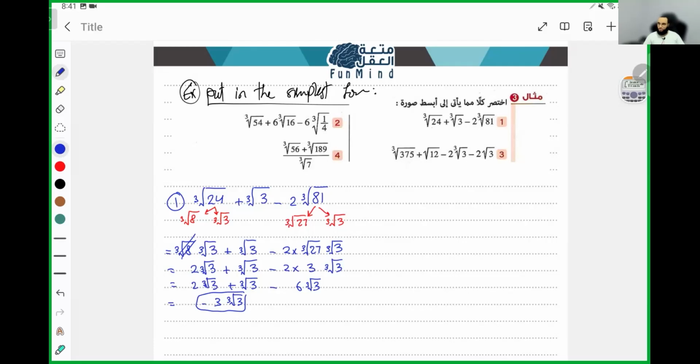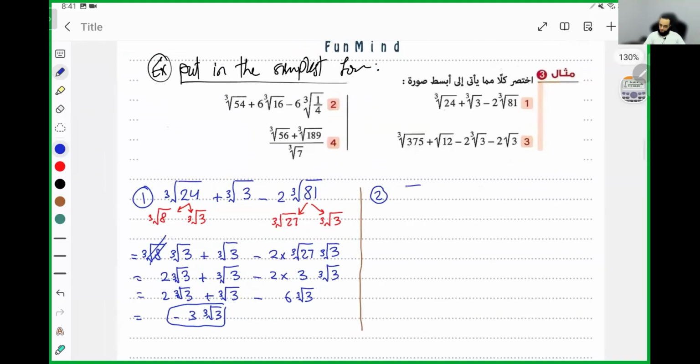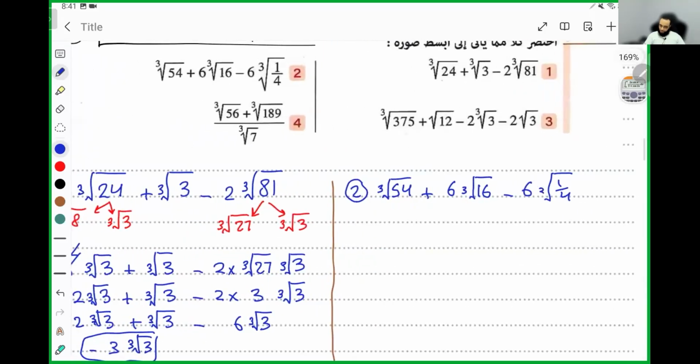Revise the record. Mohamed Al-Hussein. Cubic root 54 plus 6, cubic root 16 minus 6, cubic root 1 over 4. You know, Mohamed Hussein, how can you get the 6 inside the cubic root? Times itself 3 times. Okay?